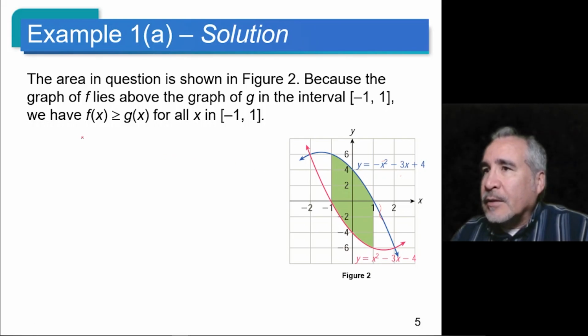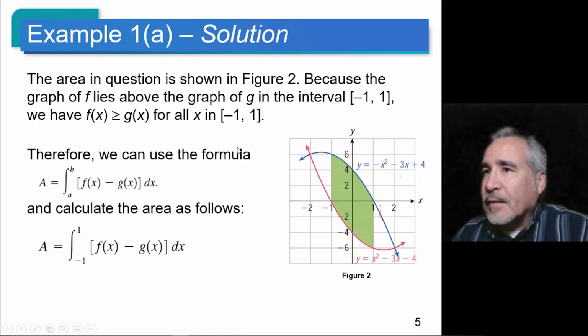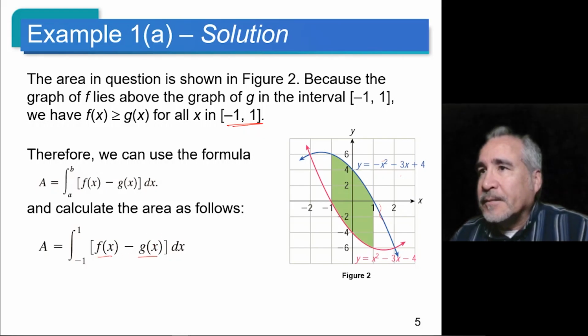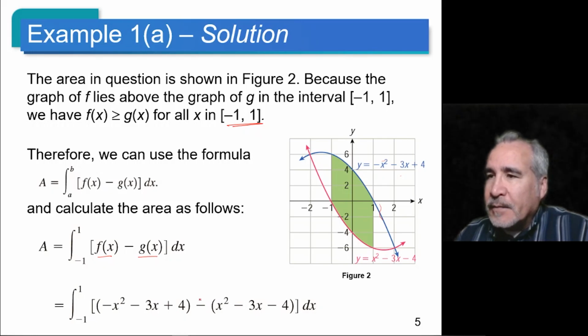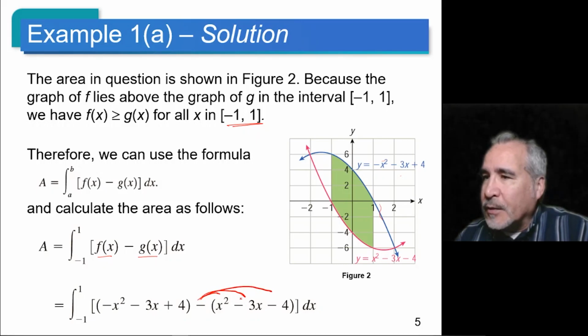So all we need to do is find the integral of f of x minus g of x. And then we go from a to b. So -1 to 1 is what we're being told here on that interval. We take the f function, subtract the g function, and then integrate. Simple enough, right? So here's the f function, here's the g function. So then we're just going to simplify. The negative gets distributed through. So this is a negative x squared. This becomes a positive 3x and a positive 4.